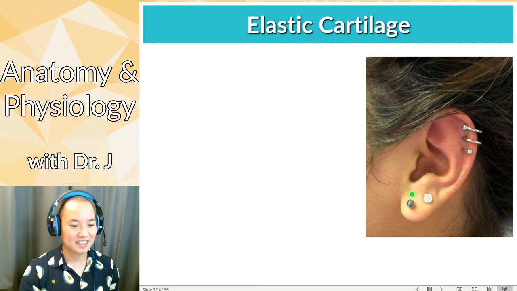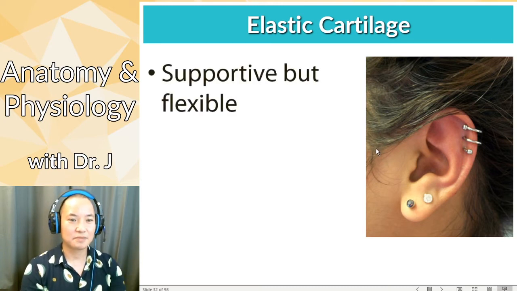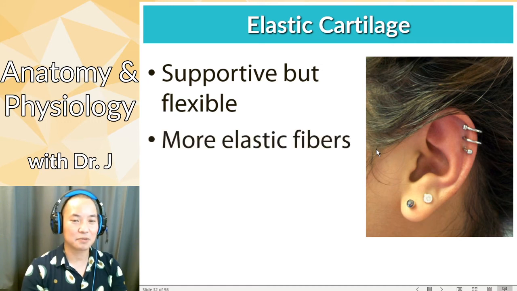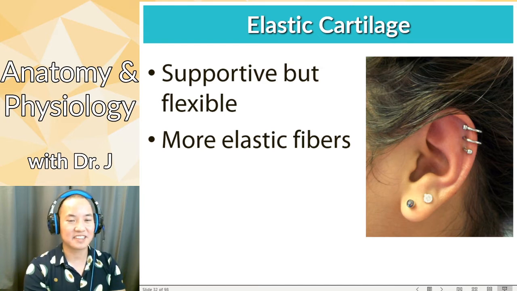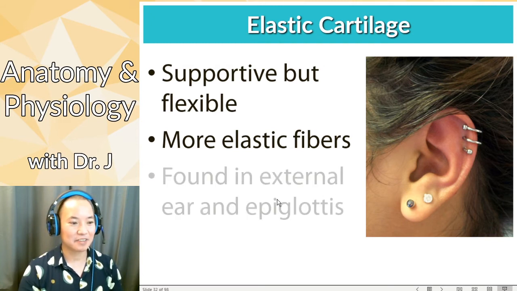This is actually mostly epithelial and connective tissue. But if you do this part right here, the helix of your ear, this is where you have a lot of elastic cartilage. So it's supportive but flexible and has more elastic fibers. And actually, in histology, most of the time when you do a microscope slide of elastic cartilage, it looks yellowish due to the elastin. That's just kind of the yellowish color. But again, that's more of an FYI.